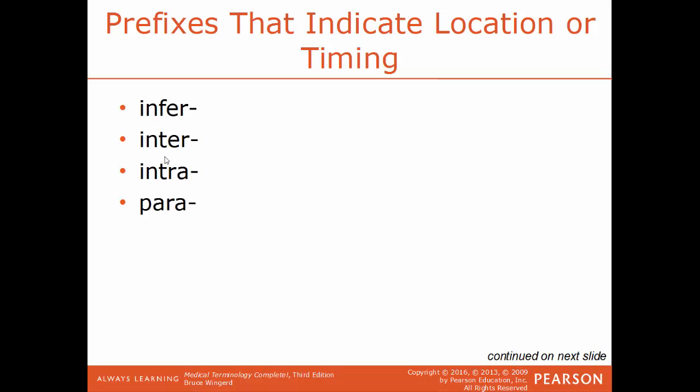The next two are often confused with one another. Inter and intra. Inter means between. So think of an interstate highway. That's a highway that goes between states. So fluid that is intercellular is found between cells. Now compare that to intra. Intra means within. So fluid that is intracellular is found within a cell, inside a cell. So inter, between, intra, within.